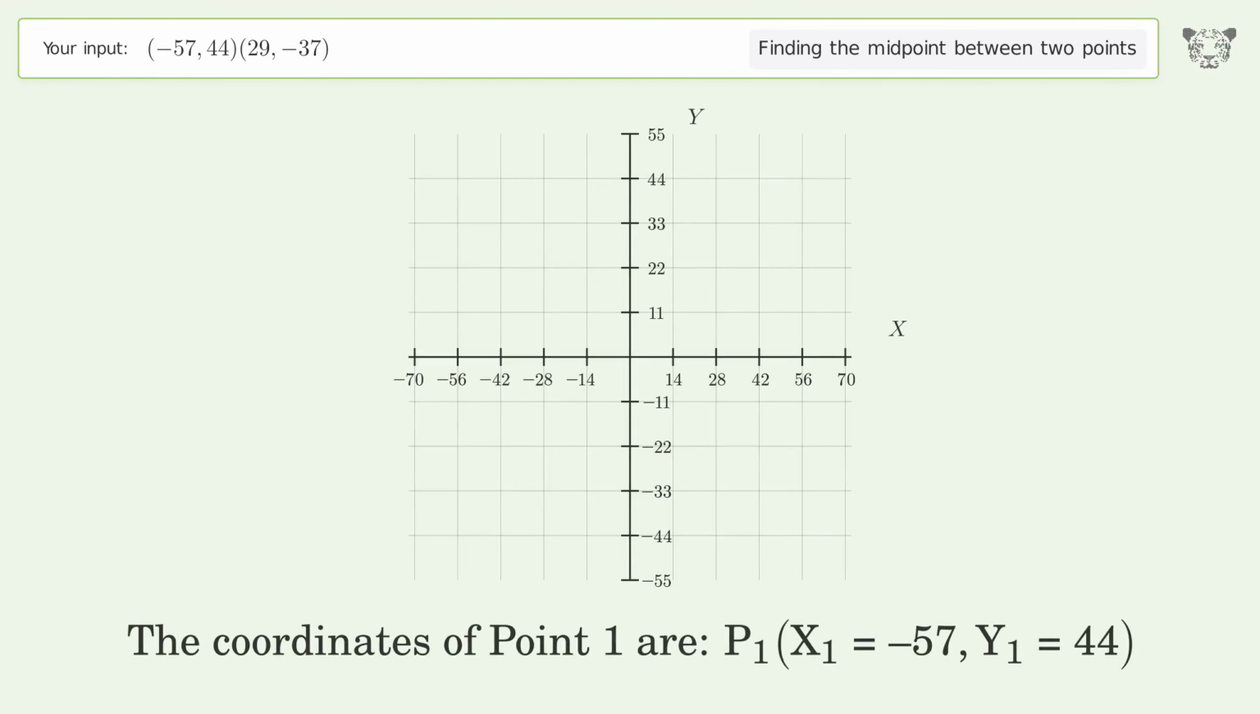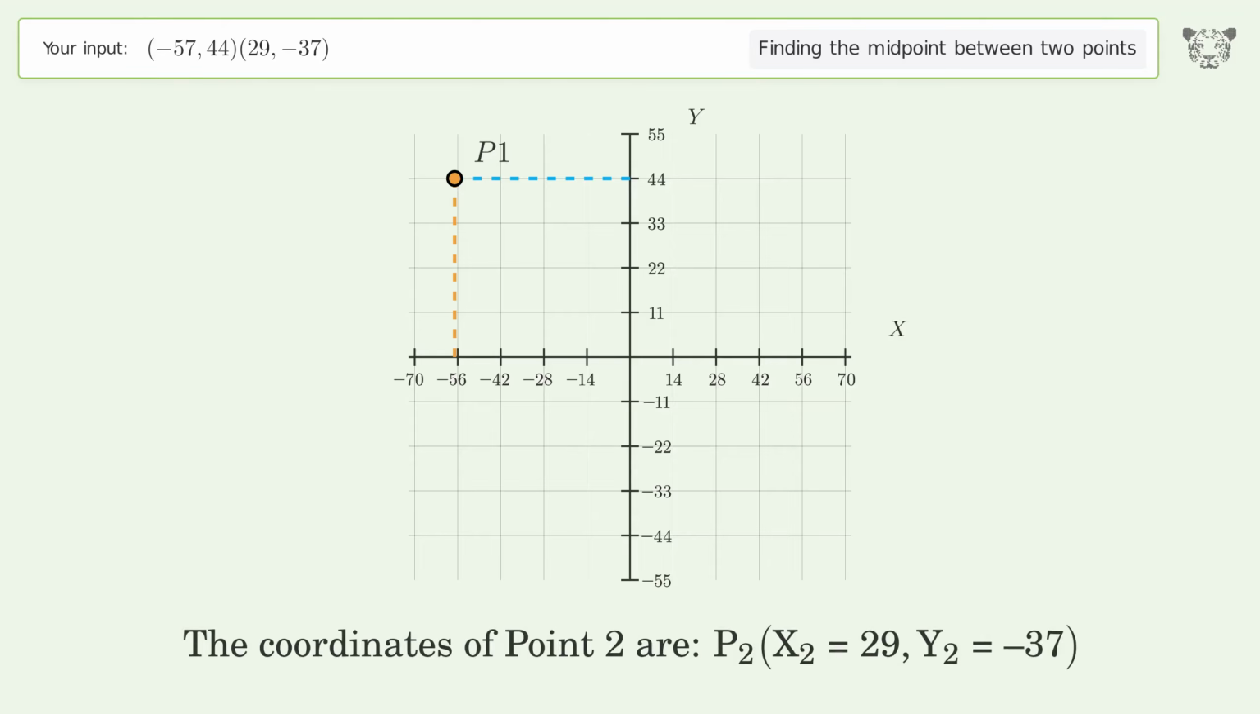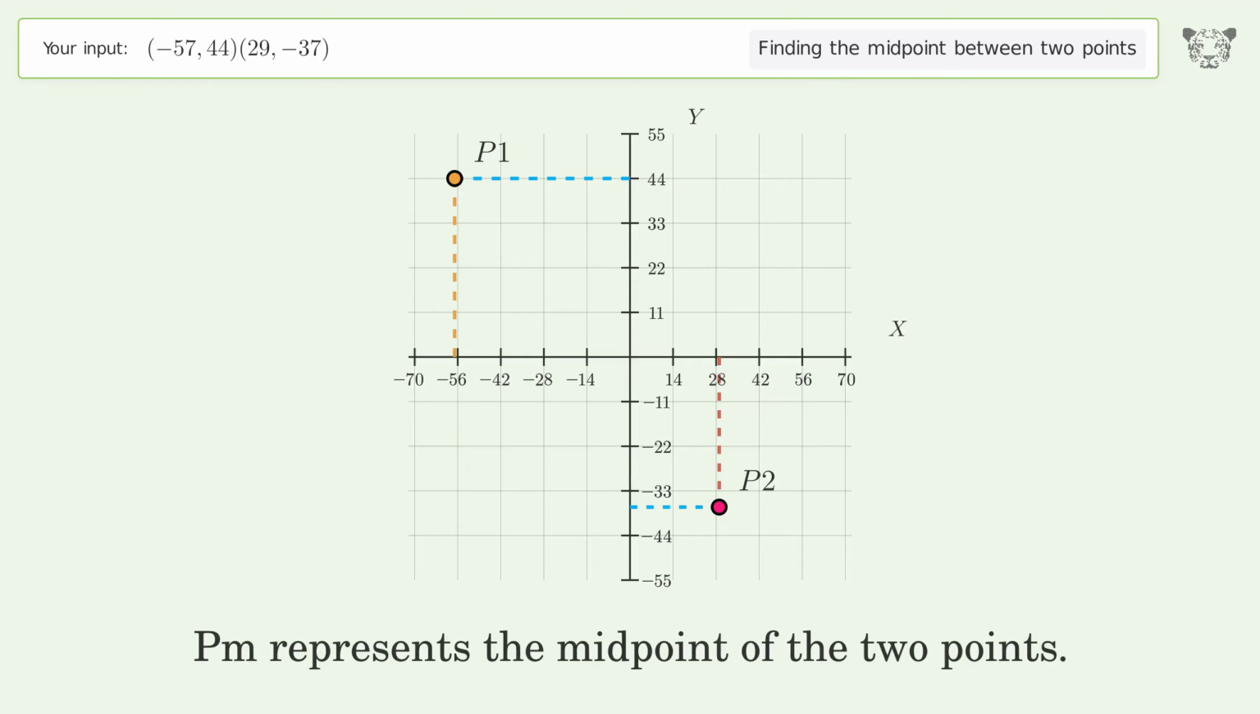The coordinates of point 1 are x1 equals -57, y1 equals 44. The coordinates of point 2 are x2 equals 29, y2 equals -37. PM represents the midpoint of the 2 points.